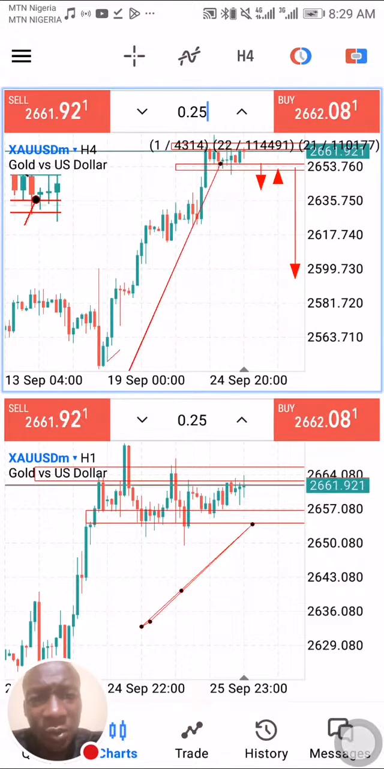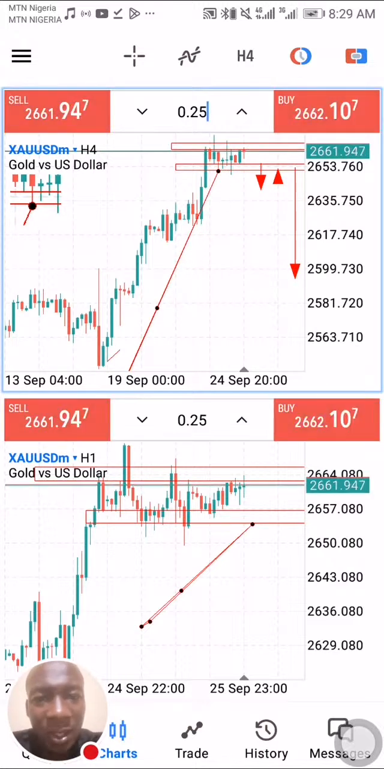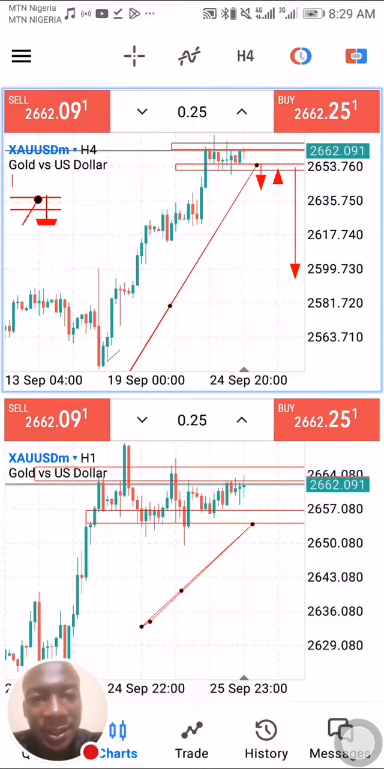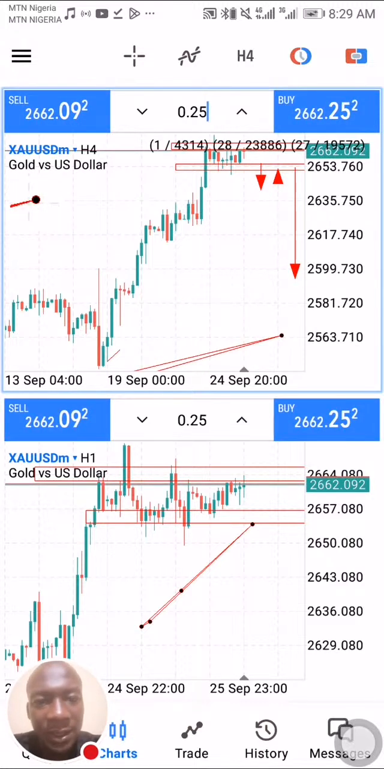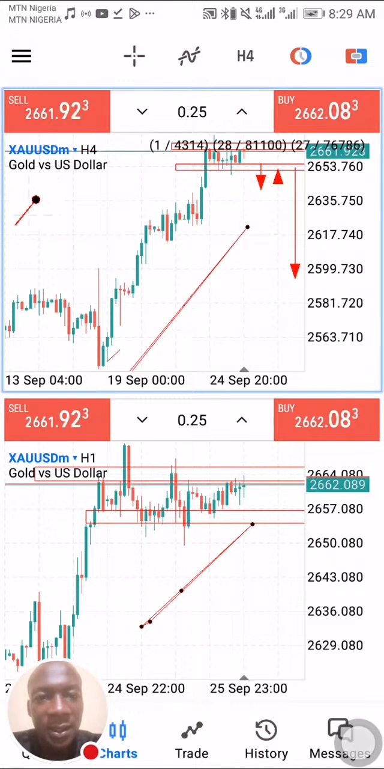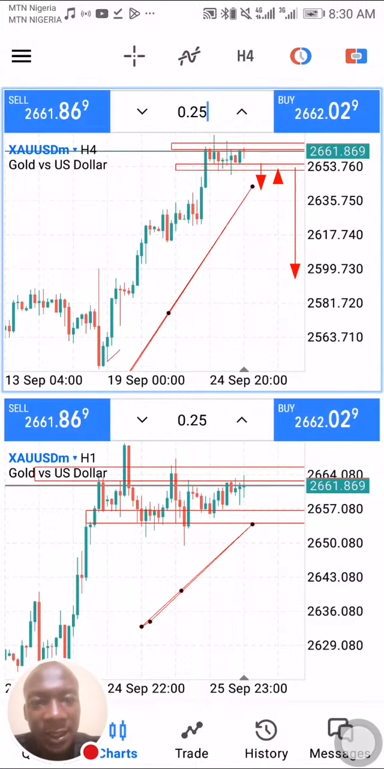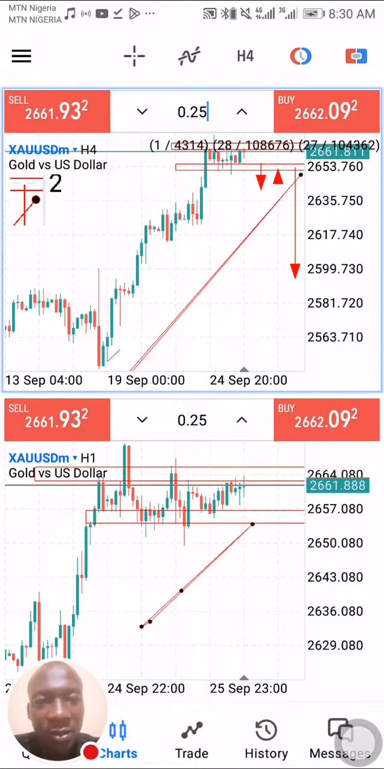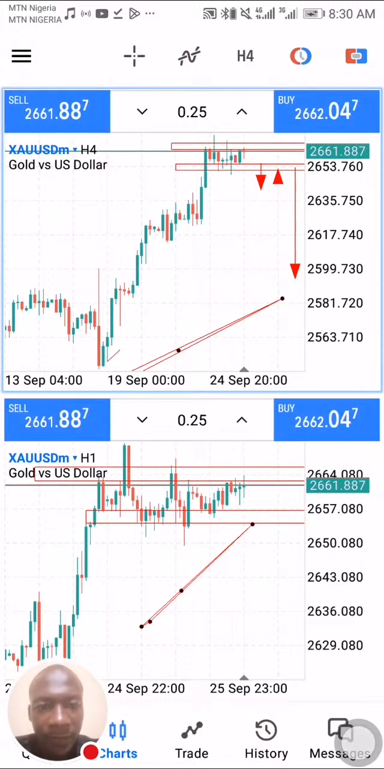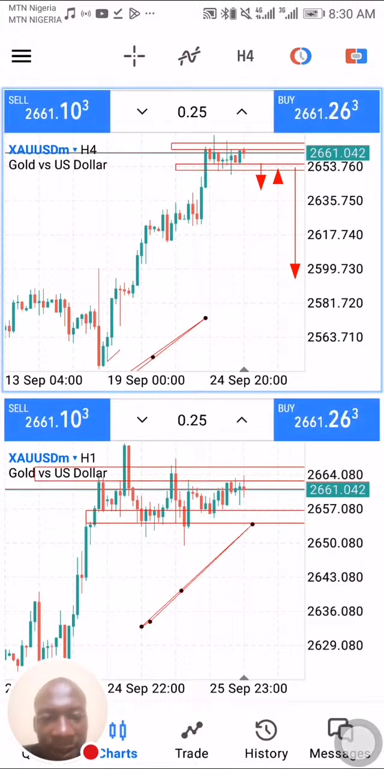Since this level has been holding for some days, once we have that break, there is a high probability price will continue down. So that's the reason why we drew this out. We need a clean break and retest to get a continuation back down. So keep that in the back of your mind.